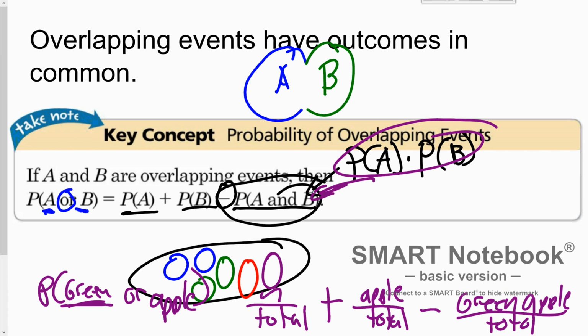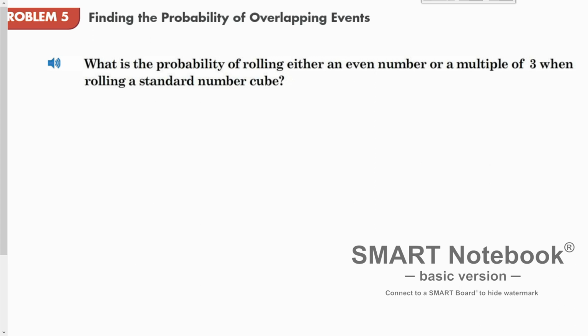Sometimes I'll just give you probabilities, probability of each one, and then you've got to do this formula for the independent events and multiply them together to get this and statement. So let's do an example real quick, find the probability of overlapping events.